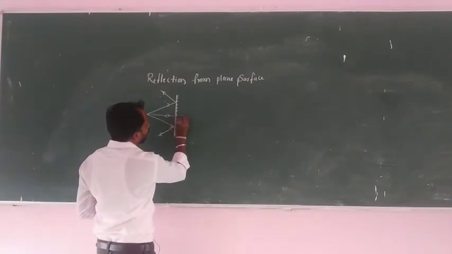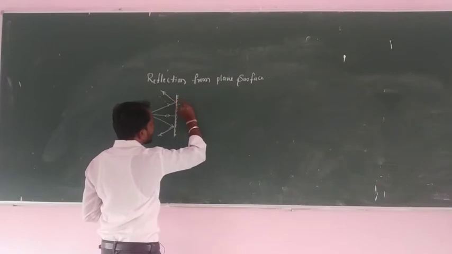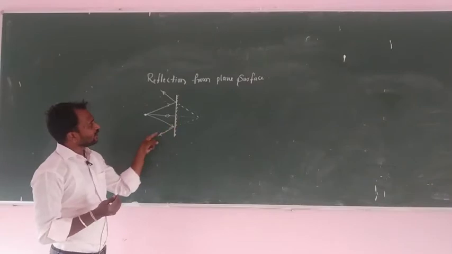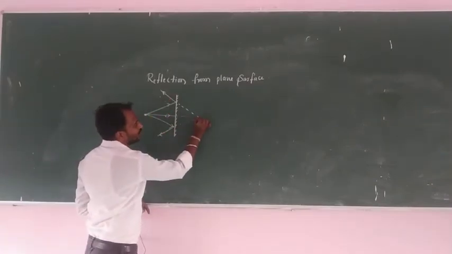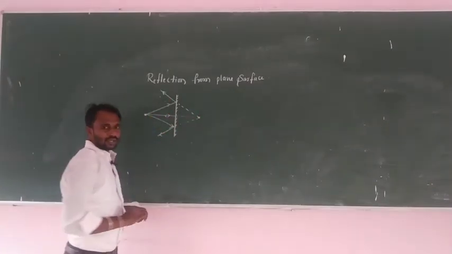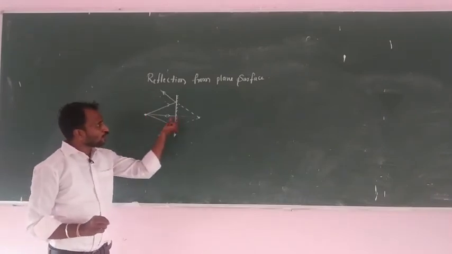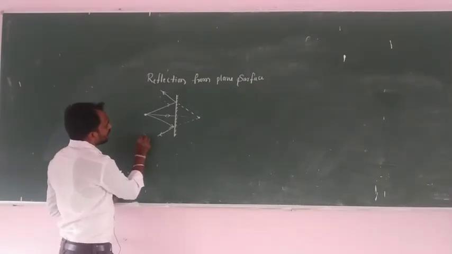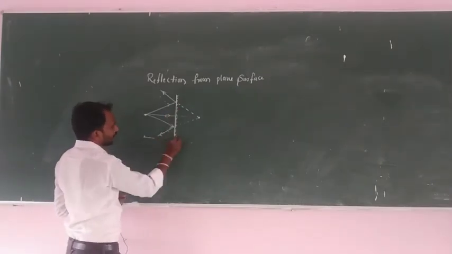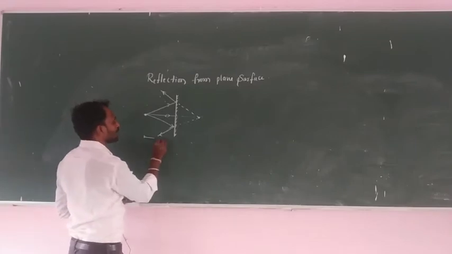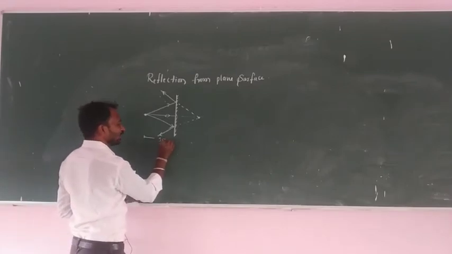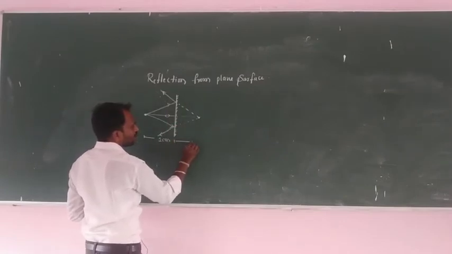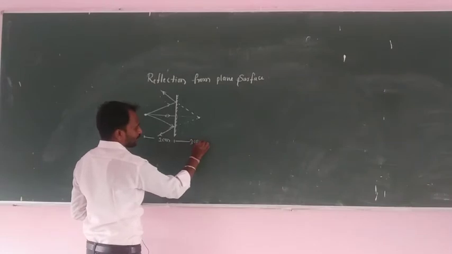Okay, then what happened if we extend these light rays? If we extend these light rays, then here we get an image. So this one we consider the object and this one is the image. So the distance between object and mirror we consider 1 centimeter, and the distance between mirror and image is also 1 centimeter.